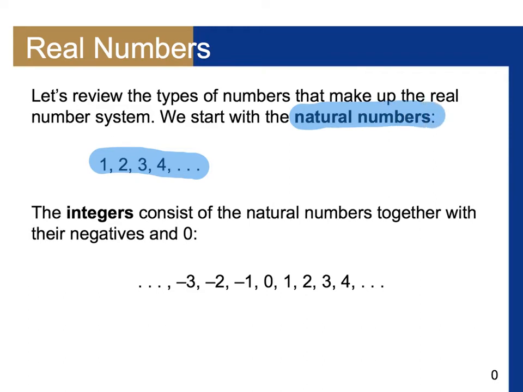Okay, and then integers, we include 0 and all the negatives. So when we talk about integers, we're looking at the natural numbers with the negatives and 0. No decimals on any of these. So if we drew our number line, the integers would be our marks like 1, 2, 3, 4, minus 1, minus 2, minus 3, minus 4, and 0. Okay, so that would be integers.